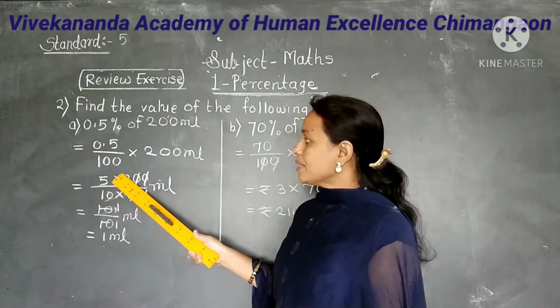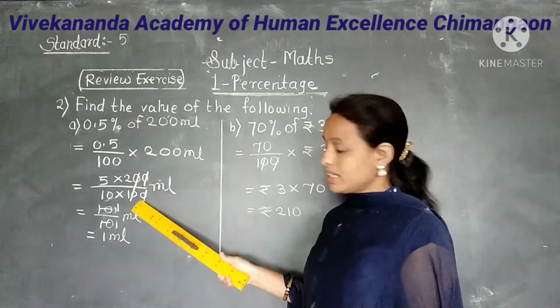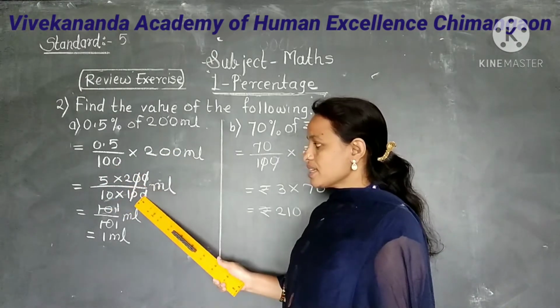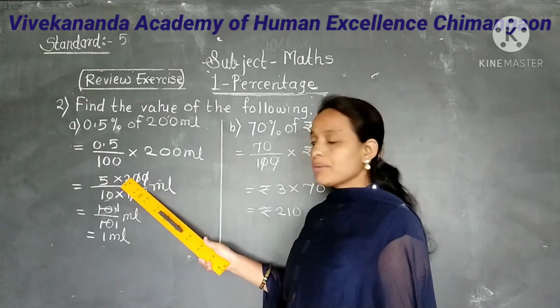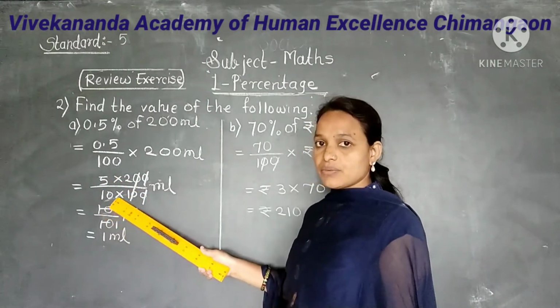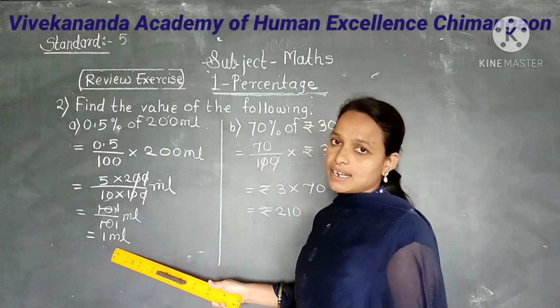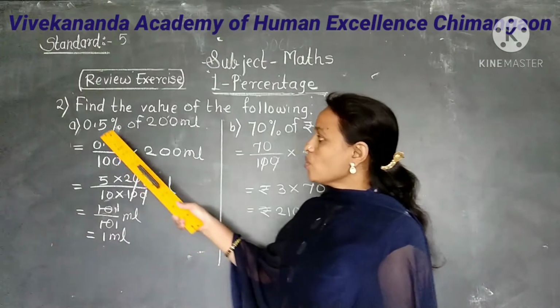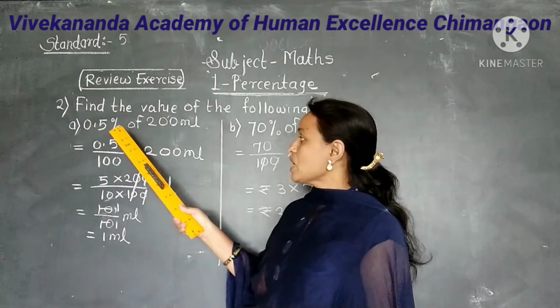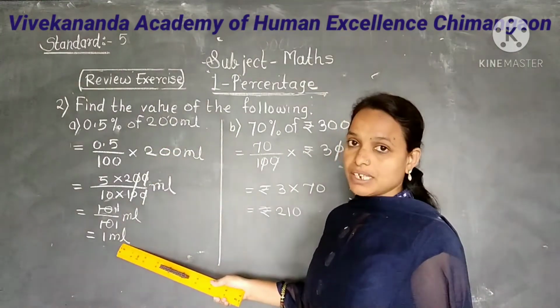So 0.5 we can write in fraction as 5 upon 10. So 5 multiplied by 200 and 10 multiplied by 100. Here 0, 0, 0, 0 cancel. 5 multiplied by 2. 5 2s are 10 and 10 denominator. 10 ones are 10, 10 ones are 10. So we get here answer 1 ml. So value of 0.5% of 200 milliliter is 1 milliliter.